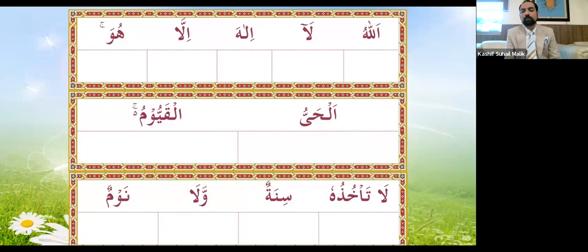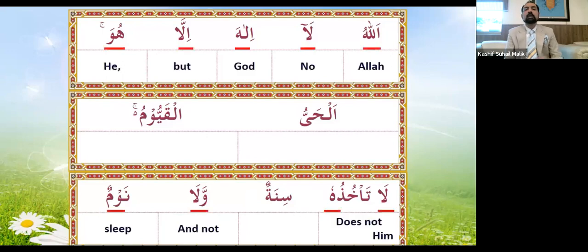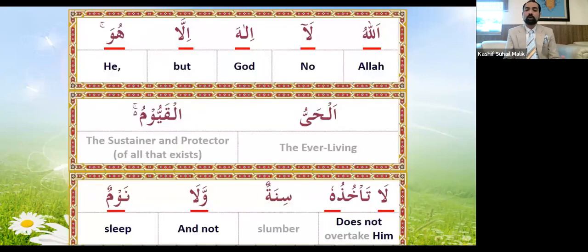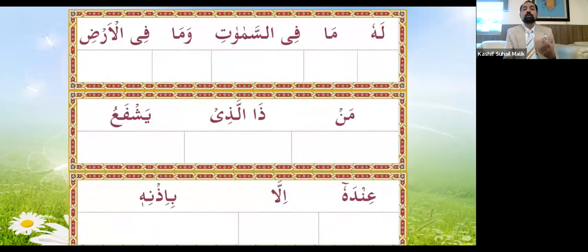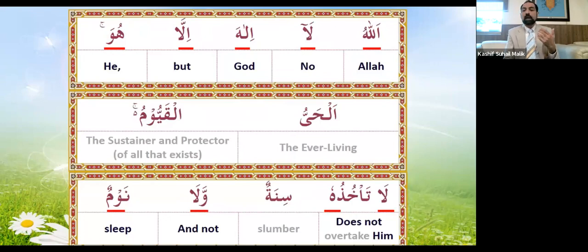Next click, Brother. Look at the red underlined words. We already know their meanings. Now, for the remaining parts, let's look at their meanings. But alhamdulillah, we knew their construction. Al-Hayy, Hayy is the ever living, and Al-Qayyum, the sustainer and the protector of all that exists. So it's Allah who has kept everything in his hands.